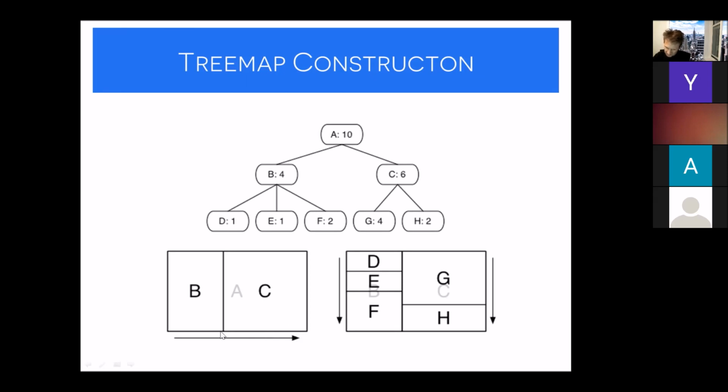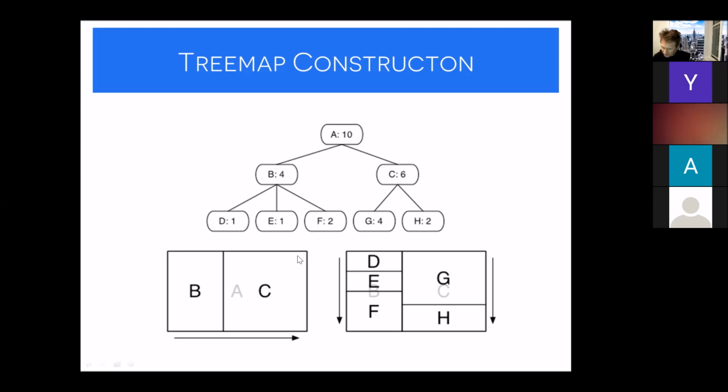Basically, if this is 10, then this is 4 and this is 6. Okay, so this is 40% and this is 60%. And then I call this box B, and I call this box C. And then I'm going to take this box B and divide it in the vertical sense. Like I will take this line here and divide it 1, 1, 2, to accommodate basically the same vertical length as the proportions of these leaves. Call that F, call that E, and call that D. Do the same thing for the right-hand side, 4 for G and 2 for H.